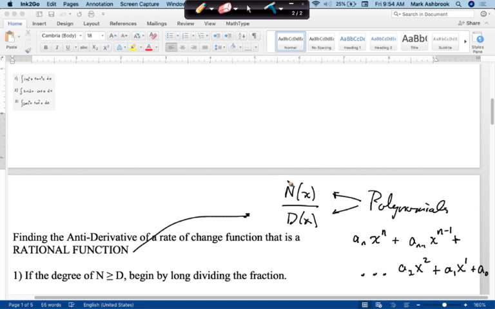Okay, so if we've got a rate function like that, here's what we do first. First we look at the degree. The degree is the highest power of x that you have. If the degree of the numerator is greater than or equal to the denominator, we begin by long dividing. Long division first, and sometimes that's enough to do the trick. The long division will give us something that we can do with previous techniques. So let's see an example of that.